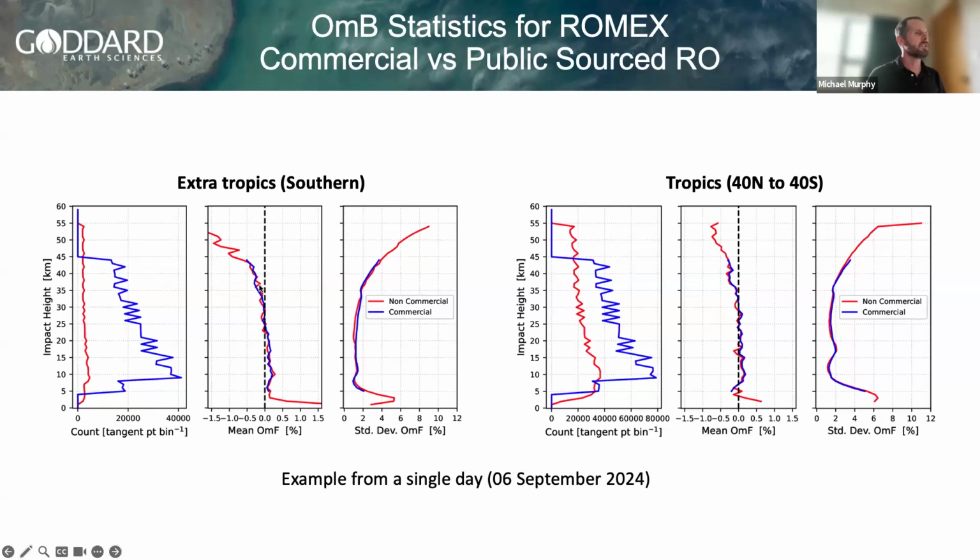And you can see that in the extratropics here, as well as in the tropics, similar biases and similar standard deviations as well for these two groupings of missions, commercial versus public. So this suggests good agreement between these missions, and we have good quality in the commercial RO. And this is just an example from a single day within the month that we're evaluating.